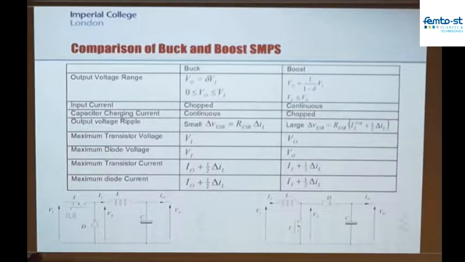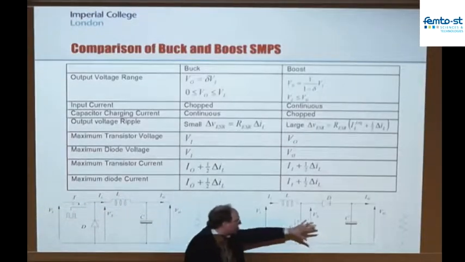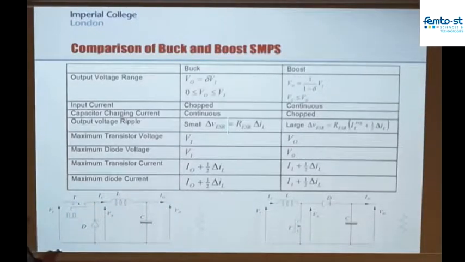Just to do a quick comparison between the first converter we looked at, which steps voltage down, and the second one, the boost converter, which steps voltage up. They all have essentially fairly nice relationships between input and output. V out equals delta times V in for the buck. V out is 1 over 1 minus delta times V in for the boost. So you can see this one can step voltage up, this one can only step voltage down. There are then some subtleties in terms of whether the voltage ripple is large or small.